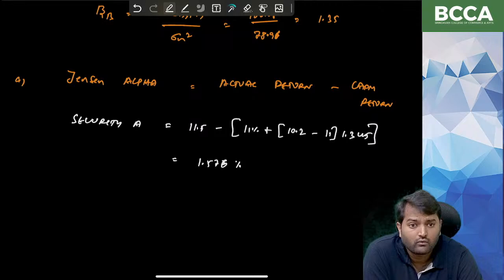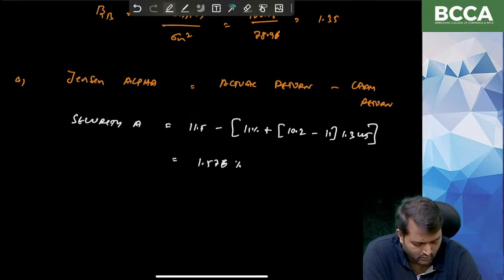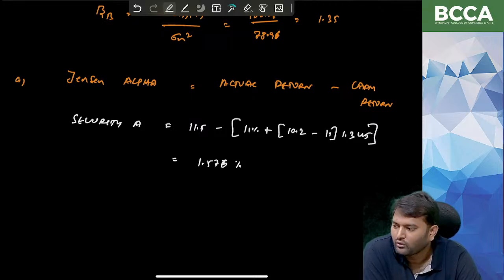Let us understand what it is. We are comparing the actual return with the CAPM return. Here 1.576. What does it denote? Our actual return is greater than CAPM return. So that means what? So we have to sell the security or buy? We have to buy the security.